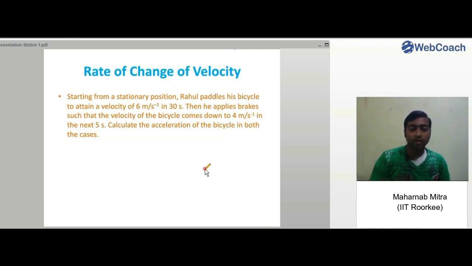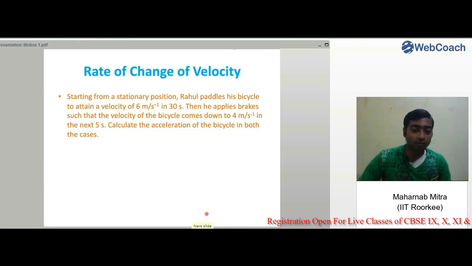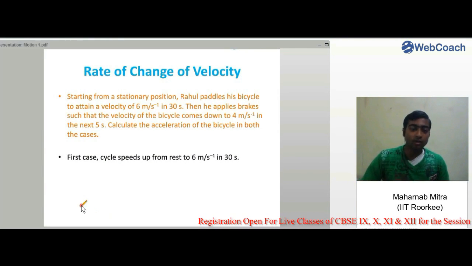Then he applies brakes such that the velocity of the bicycle comes down to 4 meters per second in the next 5 seconds. So in the first 30 seconds he speeded up to 6 meters per second, and then in the next 5 seconds he slowed down to 4 meters per second. Now we have to calculate the acceleration of the bicycle in both the cases. The first case was speeding up and the next case will be slowing down. So let's take the question case by case once again.